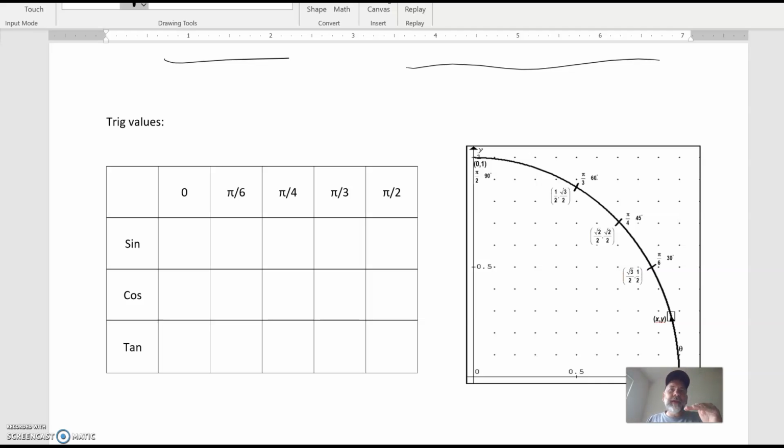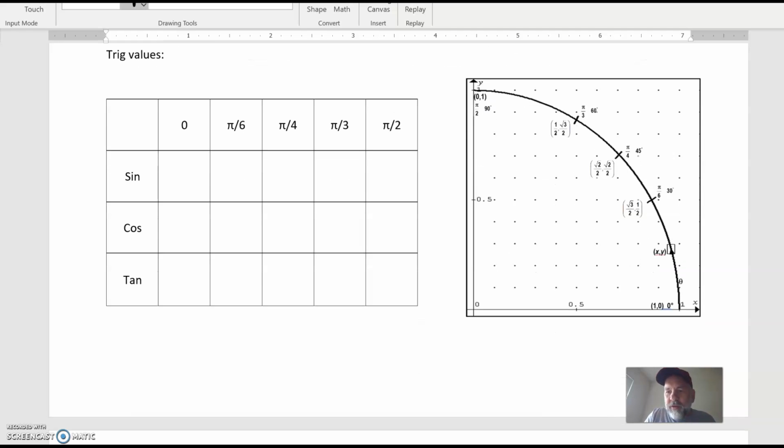Now, if you think about this idea of sine being the y value, it becomes a lot easier to know which one is which. What is the y value when you're sitting right here on the x-axis? Well, the y value is 0, so that'd be 0. And then as this point rotates up and moves up the circle, the y value gets bigger and bigger and bigger.